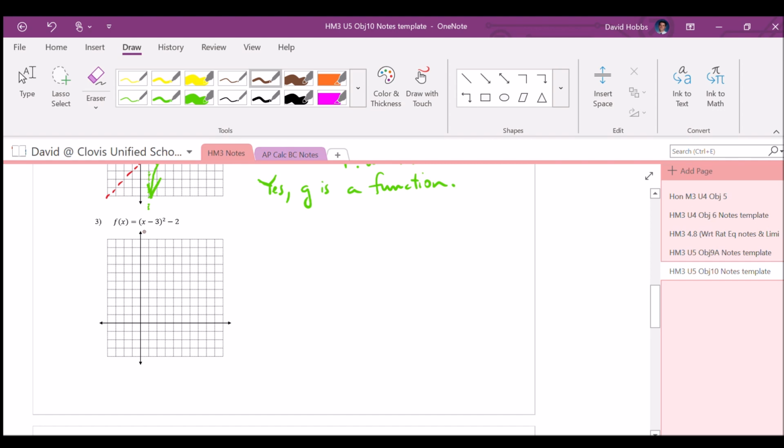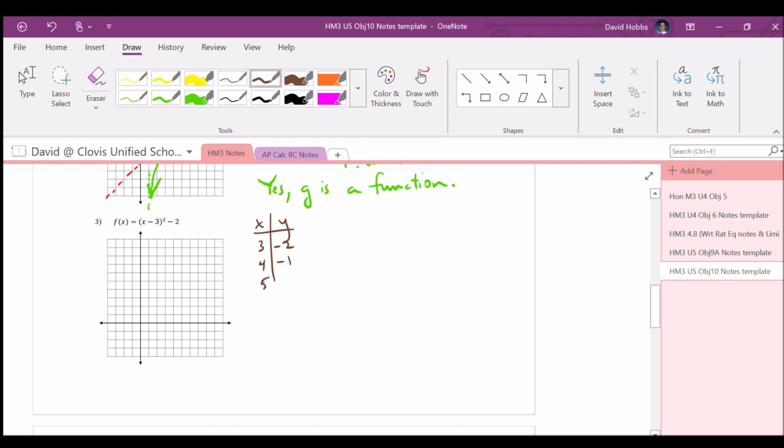f of x equals x minus 3 quantity squared minus 2. So yes, it's a parabola. Yes, we should be able to do it very quickly. Let's start with the vertex: 3, comma, negative 2. And a point to either side. So if I input a 4, that's 1 minus 2, that's negative 1. And if I use symmetry, then I've actually got 2 points out of that.